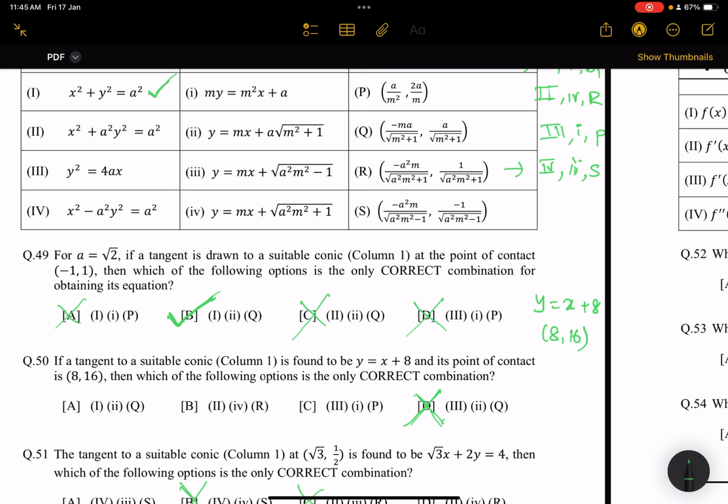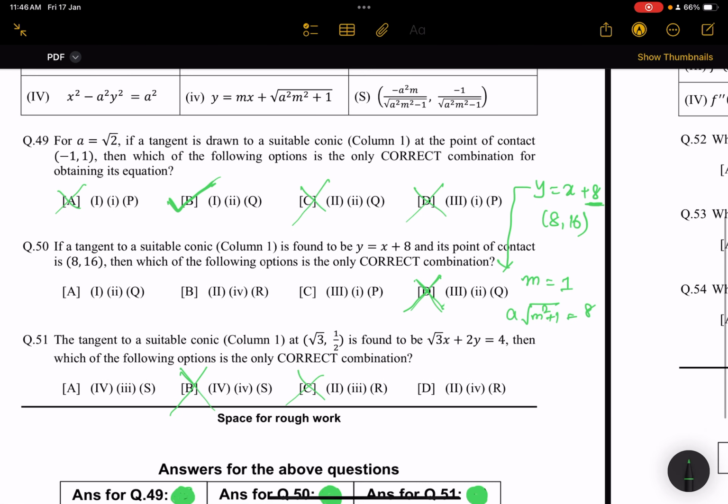In that case, from this tangent equation, we get m is equal to 1. And this is the equation of tangent to the circle. So a into root of m square plus 1 is equal to 8. Alright, m is 1, so this is a root 2 is equal to 8. So a is equal to 4 root 2.